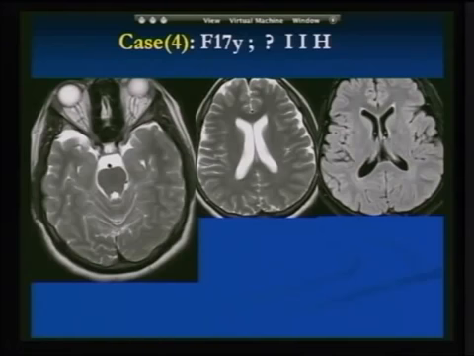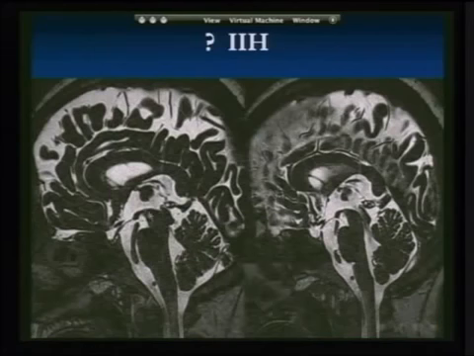Another patient, female, 17 years old, coming with clinical suspicion of idiopathic intracranial hypertension. Again, we can see nicely demonstrated the hydrops around the optic nerves bilaterally. The ventricles are non-impressive, cortical sulci are non-impressive. Here the aqueduct is open. There is an empty sella.